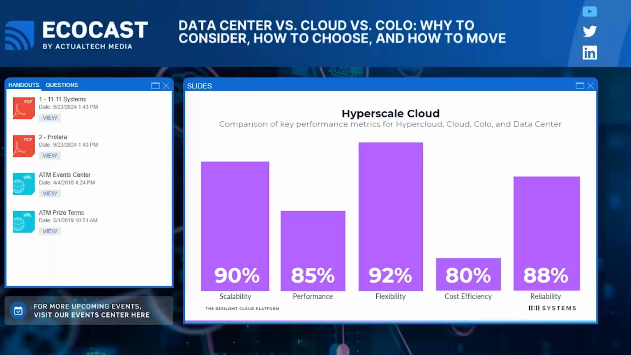From a global expansion perspective, hyperscale clouds have a vast global network of data centers that allow you to deploy applications and services closer to end users around the world, on a much higher level. This geographic reach reduces latency and improves performance for international customers, making it ideal for businesses that are expanding into new markets or needing to maintain a consistent user experience across different regions.